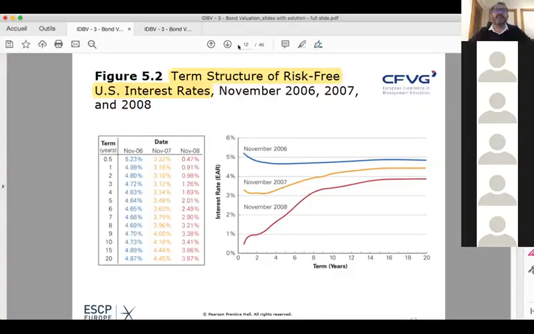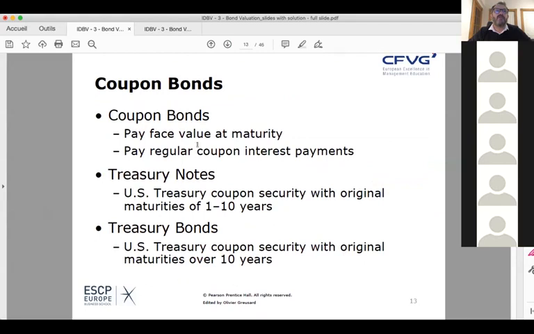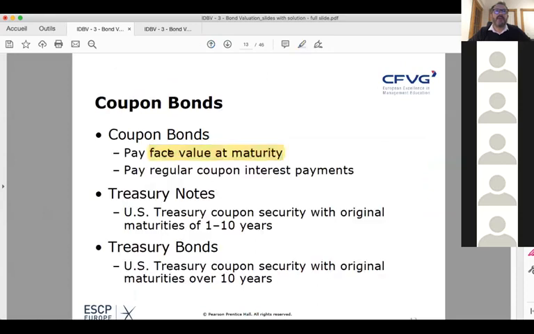So I come back to the slides. Okay, so again, you find it here, coupon bond. It pays the face value at the maturity, and it pays regular coupons. So it can be every 6 months or every year. It depends on the market. I think in Europe, it would be more every year, and in US markets, it will be more every 6 months. Okay, so it depends on the market.